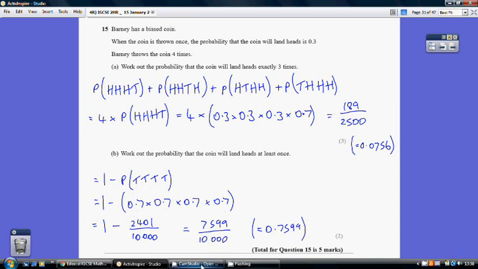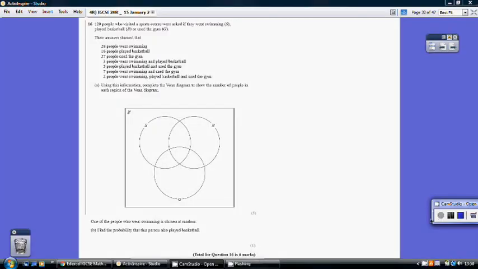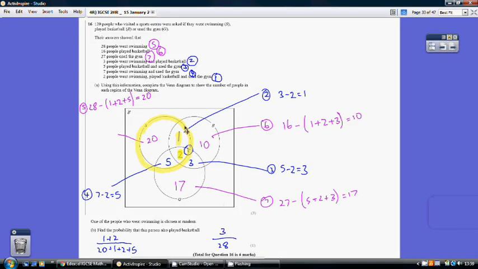Question 16. Now these are fine provided you do things in the correct order and you fill up all the middle ones first. So start off in the very middle. So we need to go right down to this last bit of information. 2 people went swimming, played basketball and used the gym. So that's the first thing we need to do, is put those 2 people in there.